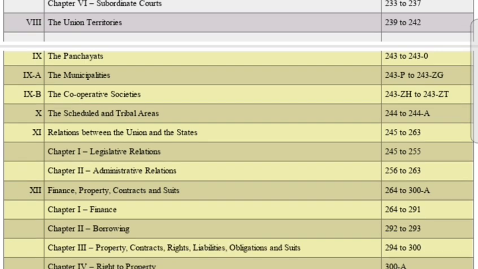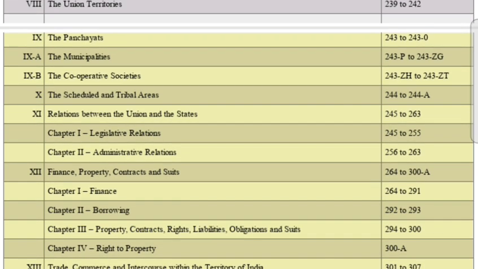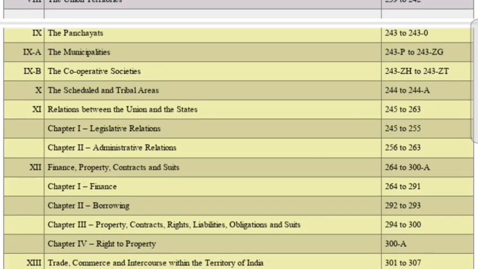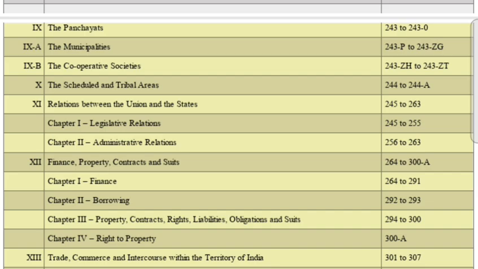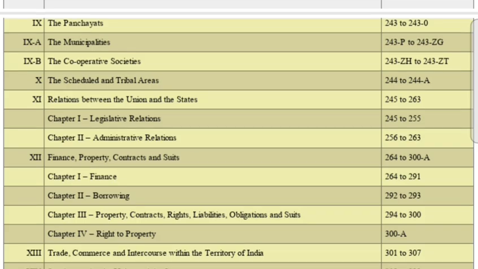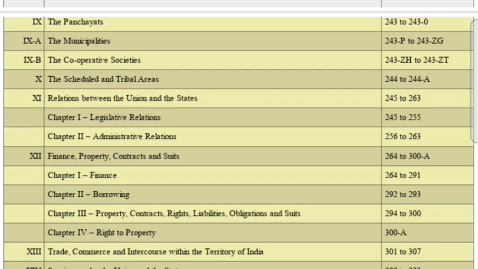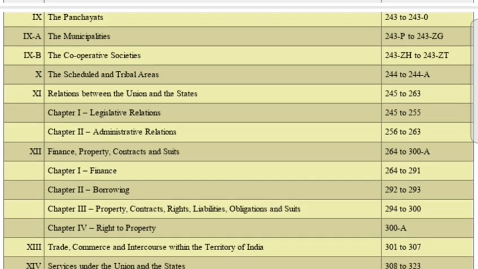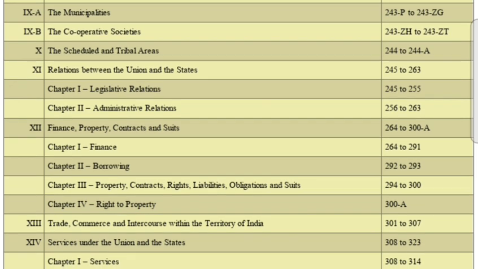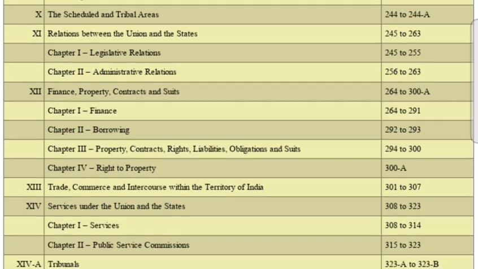Part IX, The Panchayats, 243 to 243O. Part IXA, The Municipalities, 243P to 243ZG. Part IXB, The Cooperative Societies, 243ZH to 243ZT. Part X, The Scheduled and Tribal Areas, 244 to 244A. Part XI, Relations between the Union and the States, 245 to 263. Chapter 1, Legislative Relations, 245 to 255. Chapter 2, Administrative Relations, 256 to 263.